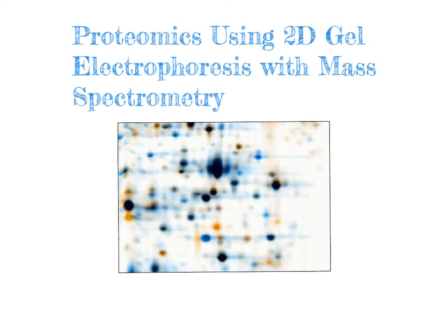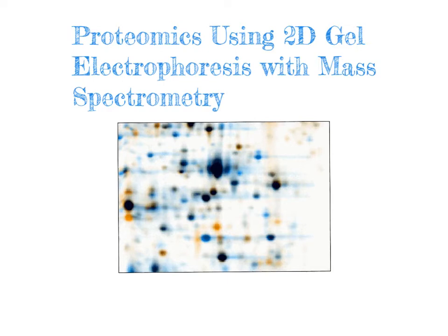In this particular video, what we are going to look at is proteomics that relies upon 2D gel electrophoresis coupled with mass spectrometry to enable us to detect the differences in the proteins between treatment and control samples, such as the difference in the protein profile between diseased versus healthy samples.